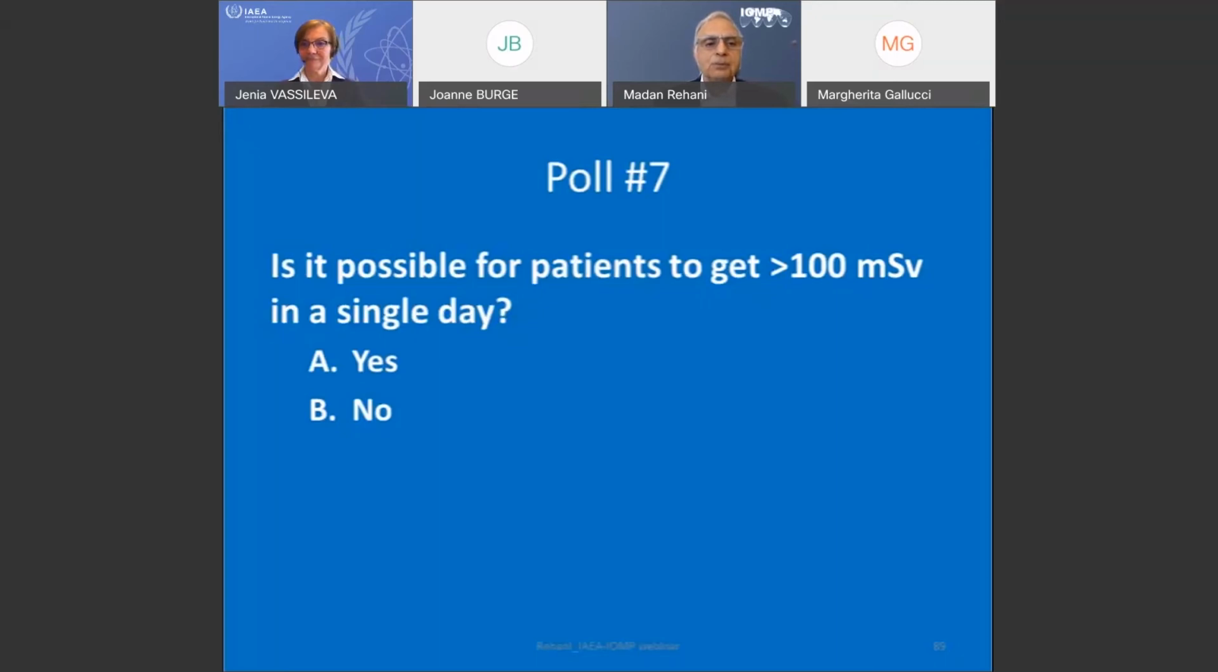Is it possible for patients to get more than 100 millisievert in a single day? We have 809 people present.